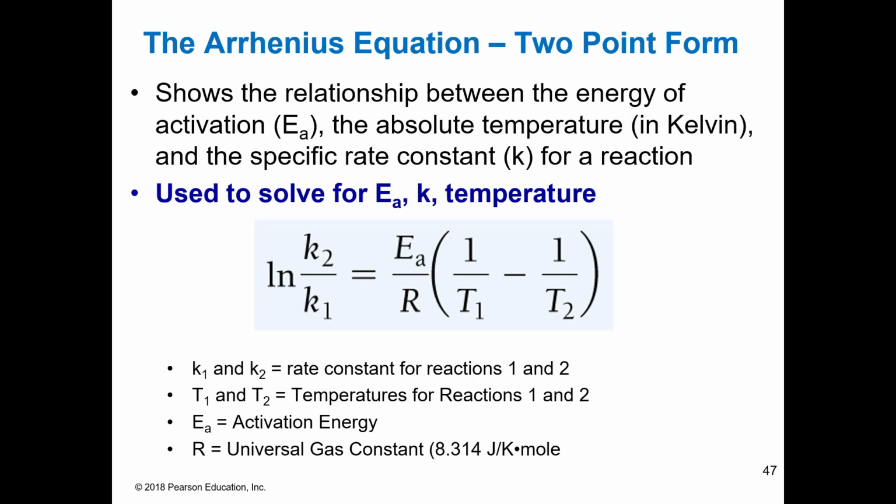The Arrhenius equation, I showed you the crazy looking one with e to the whatever. The Arrhenius equation that we use is called the 2-point form, because we are comparing 2 different temperatures. The natural log of k2, the k of the second reaction, divided by k1, the k of the first reaction, is equal to the activation energy divided by 8.314 joules per K mole times the quantity 1 over T1 minus 1 over T2. This is the 2-point form because we're looking at two data points at 2 different temperatures.